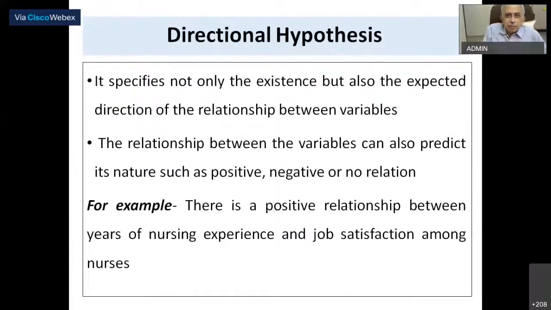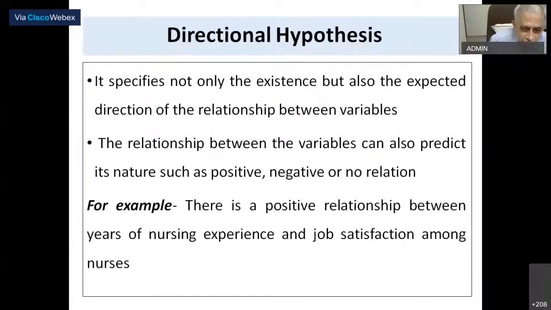Sometimes the hypothesis can be directional. You can also add direction to the hypothesis in the sense this way or that way. It's basically not only the existent, but also the expected direction of the relation between the variables. The relationship could be either positive, negative, or you can say there is no relation between the two things. I don't think there is any relation. Then you do a research and you say whether there really is a relation or not.